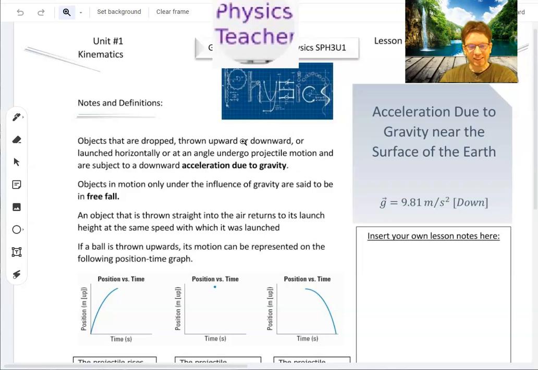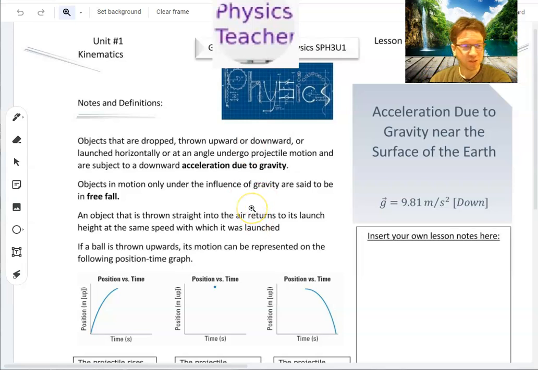And this was even done in one of the Apollo missions. Can't remember which one. I want to say Apollo 12, but I'm not 100% sure. Where the astronauts on the moon, where there's no air resistance, dropped, I think, a hammer and a falcon feather. And the hammer and the feather hit the ground at the exact same time.